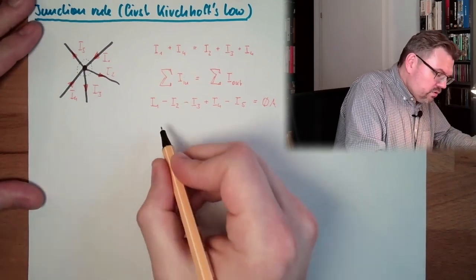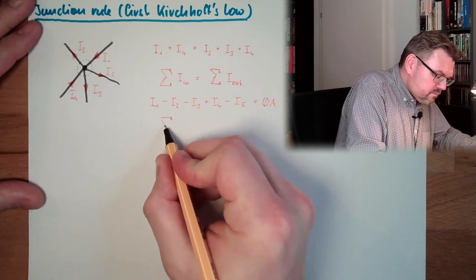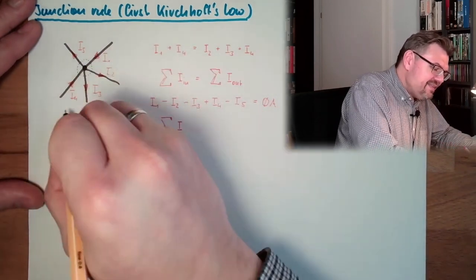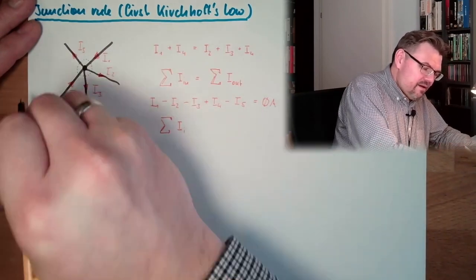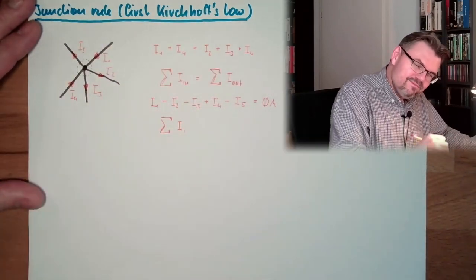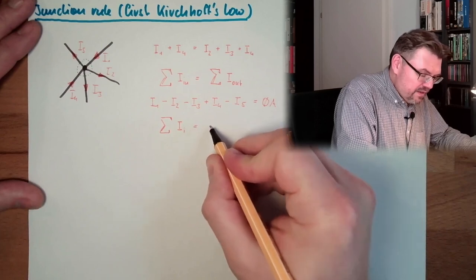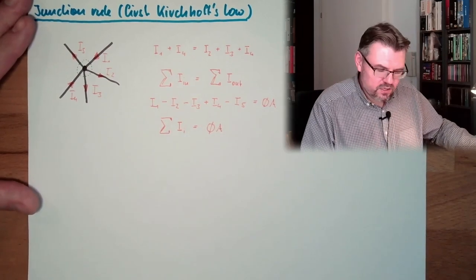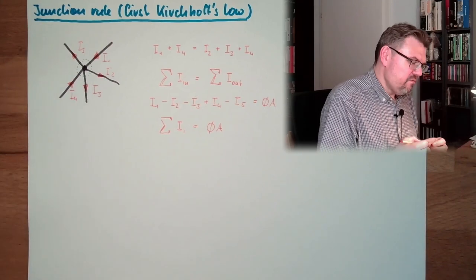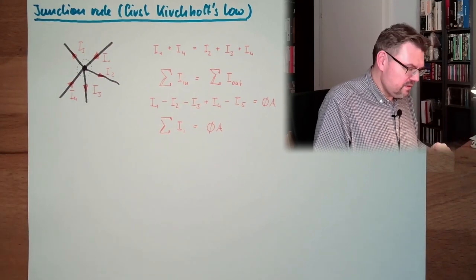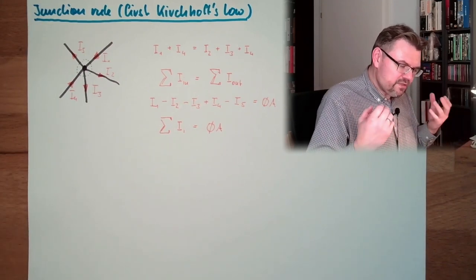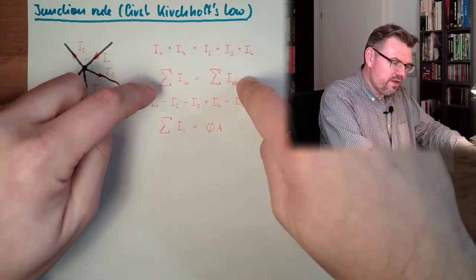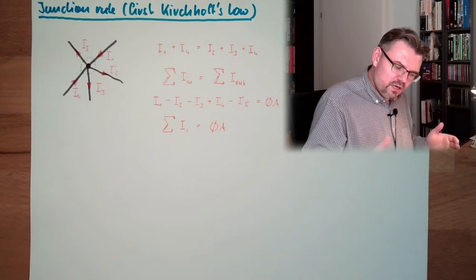So the total sum of all I's must be 0 amps. And this is actually what Kirchhoff's first law is about. The sum of all currents is zero. This is a usual way to say it, but you can also look at it as: whatever is rushing in must come out somewhere.